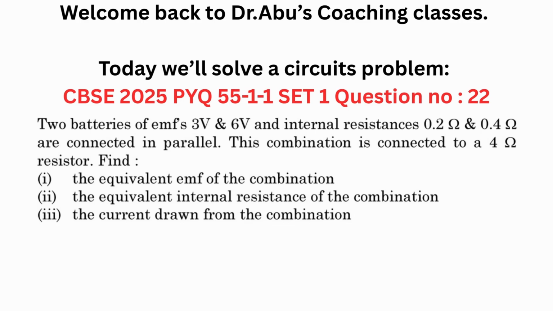This is a question from the CBSE question paper 2025 February. Set number is 5511 and question number is 22. Here, two batteries of EMF 3 volt and 6 volt and internal resistance 0.2 ohm and 0.4 ohm are connected in parallel. This combination is connected to a 4 ohm resistance.